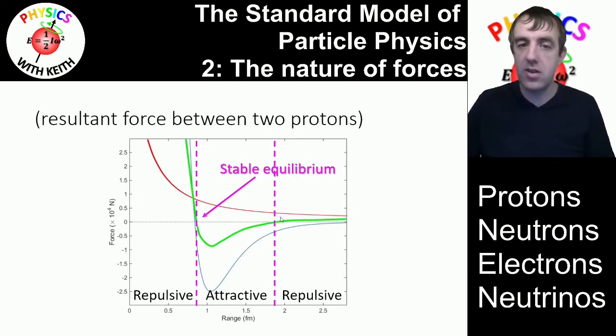And so you can see that this is an unstable equilibrium. A small perturbation of the position of that proton either way causes the proton to accelerate further in that direction. This position here is a stable equilibrium.